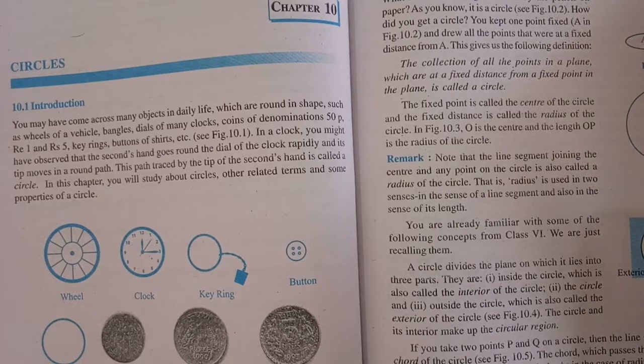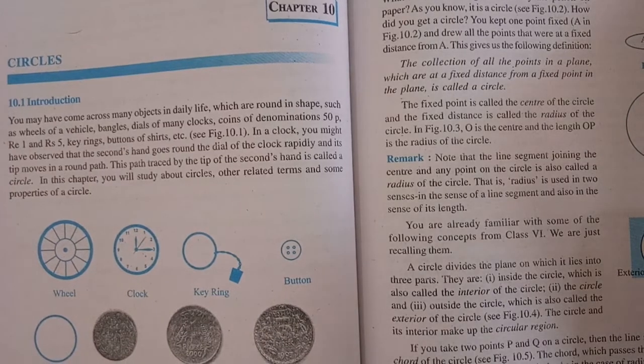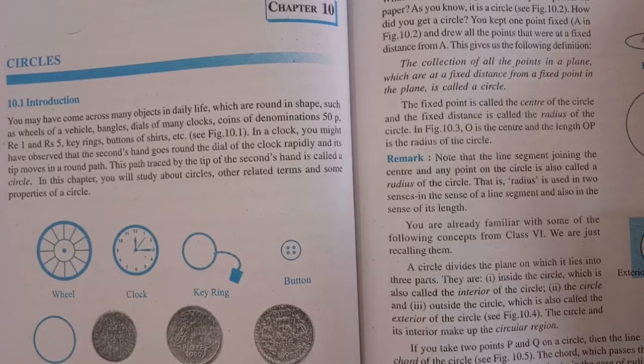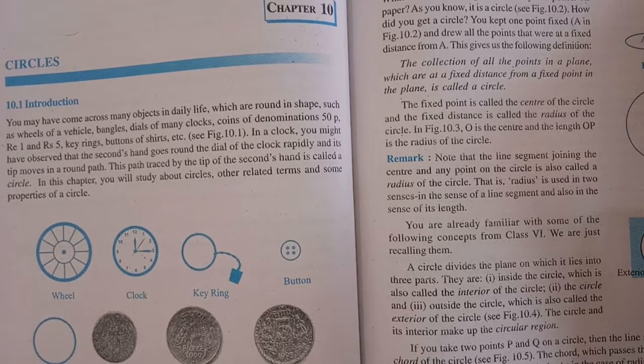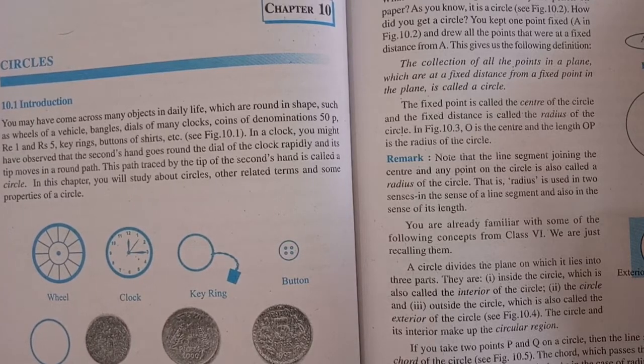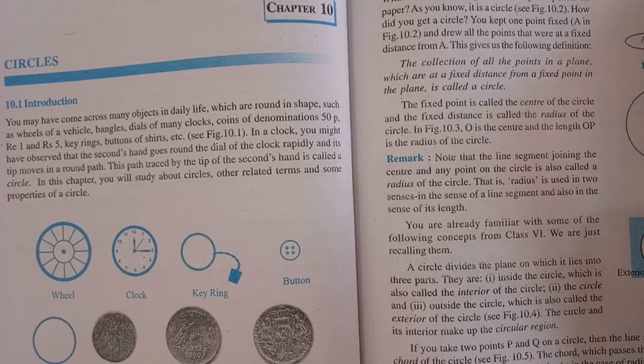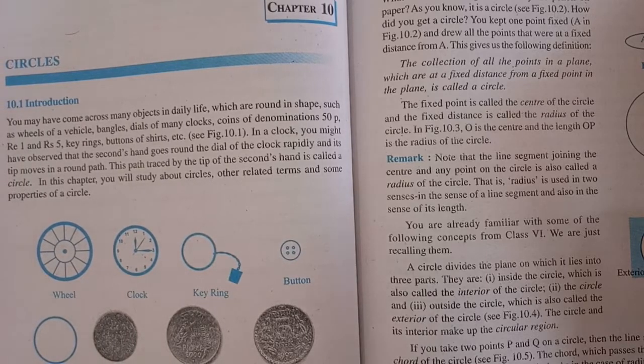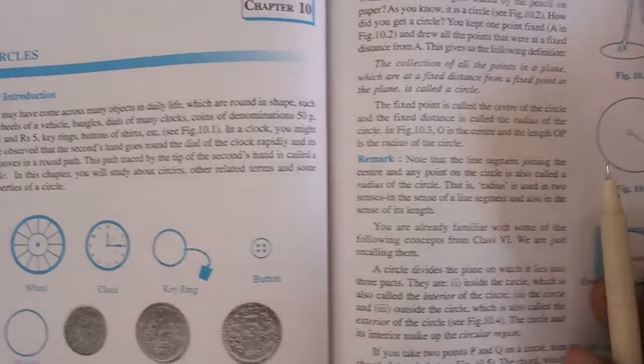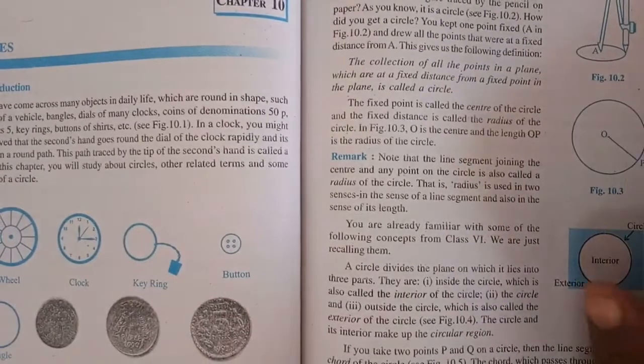Good morning students. Today we will start a new chapter, chapter number 10, circles. You may have come across many objects in daily life which are round in shape, such as wheels of vehicles, bangles, dials of many clocks, coins of denominations 50 paise, rupees 1 and rupees 5, key rings, buttons of shirts, etc. Now we will see some related terms of a circle.